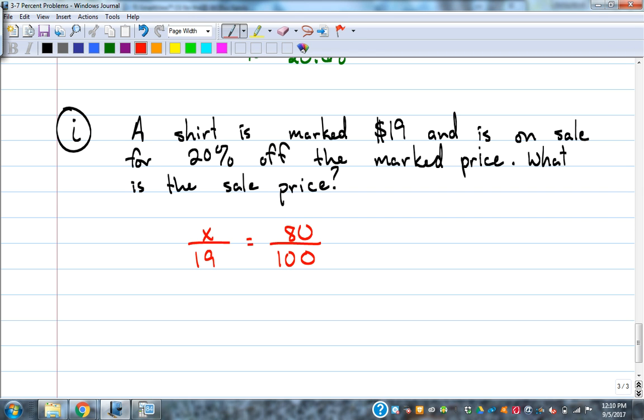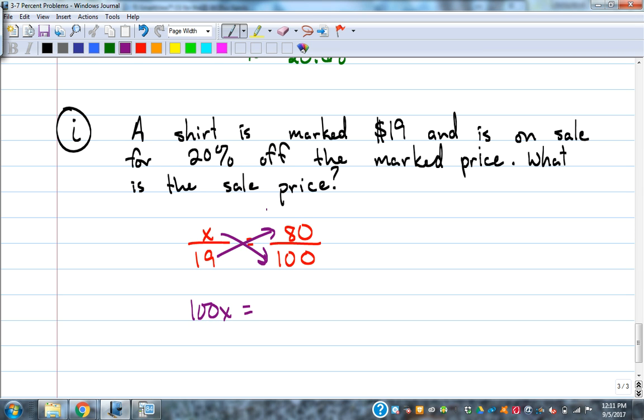So I could set this problem up as 80 over 100. And then when I find X, I actually get the sale price so that I get one answer here and I don't have to do that subtraction at the end. So it saves me a step to say, okay, it's 20% off. That means I'm paying 80%. So I find 80% of $19.